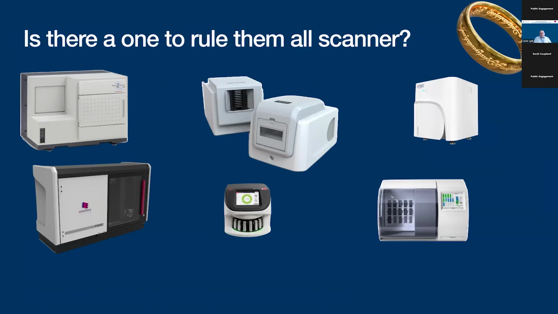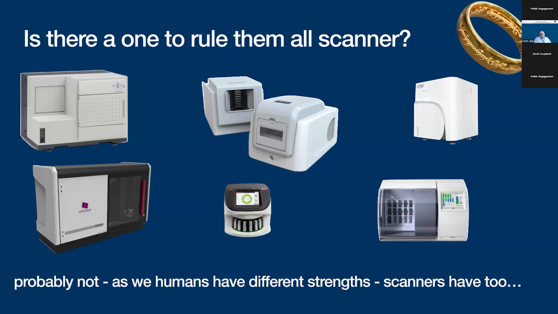If we are going into the assessment, is there a one to rule them all type scanner? My point is probably not. As humans, the scanners will have different strengths. If we are just looking at the various scanners, the NanoZoomer was the very first we tried, around 2011. It's a very robust scanner and can do various things, but at the time it was just a single magnification.